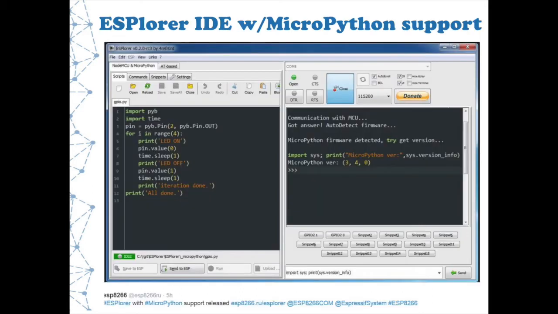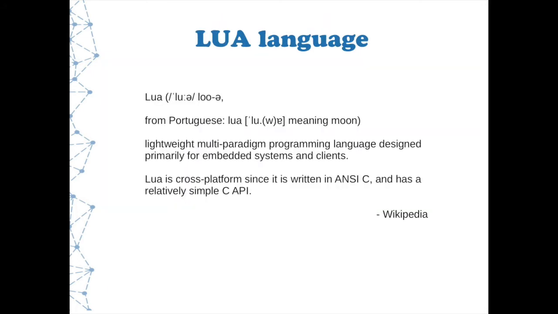Here's this, it's called ESplorer, which is ESP Explorer IDE, and what it will show is basically the MicroPython integration with the development tool. Gives you a Python console and gives you a thing to write your code, a little editor, and then controls of sending the code to the ESP8266. So again, I chose Node MCU's Lua-based firmware.